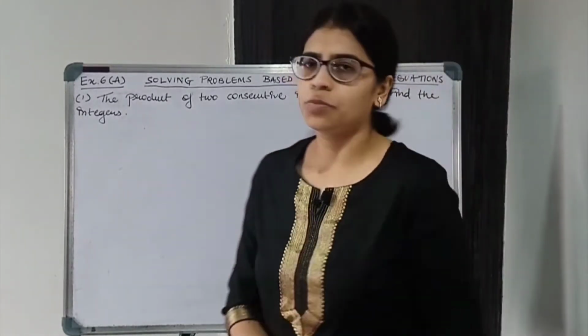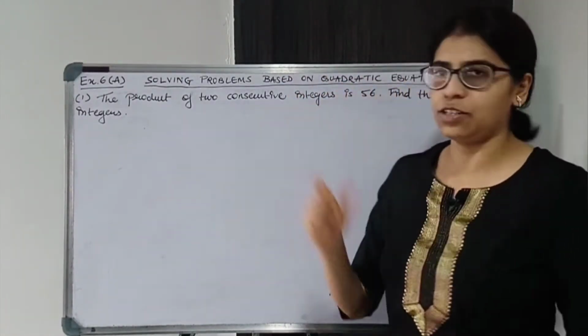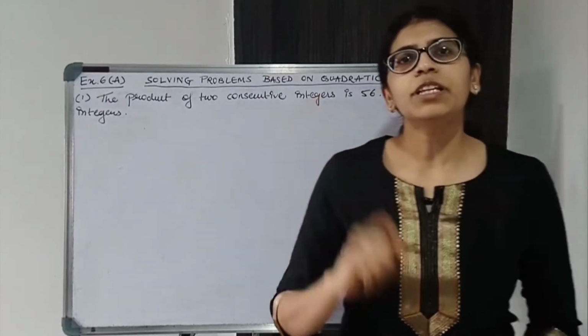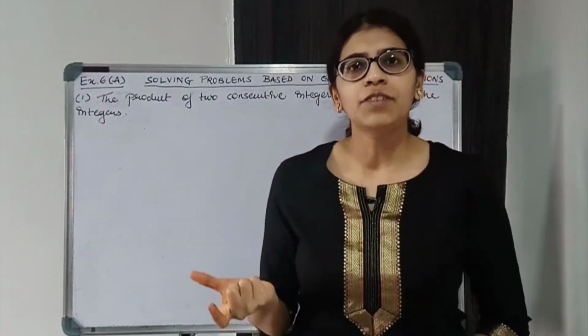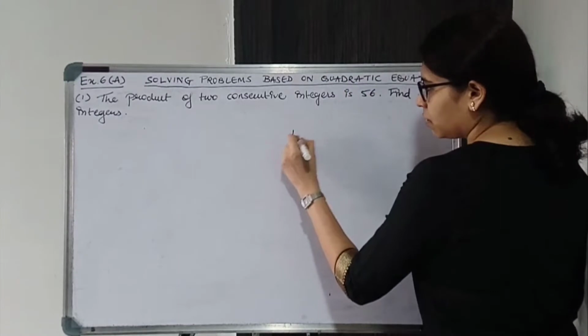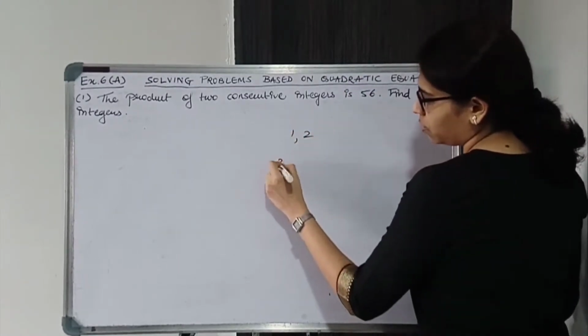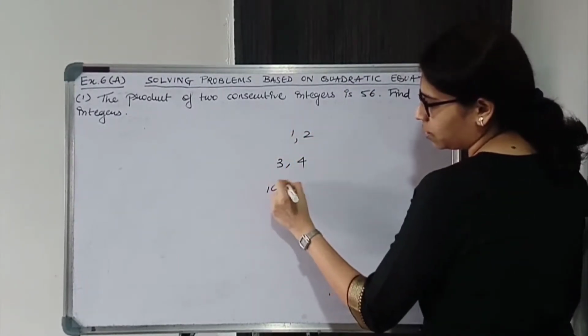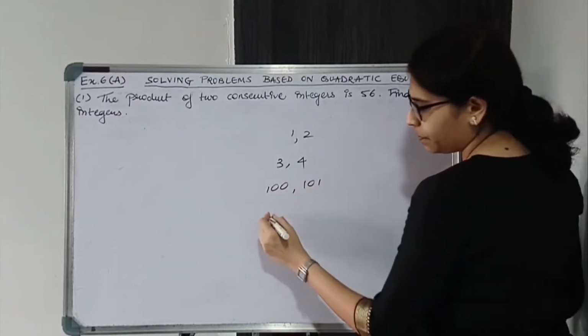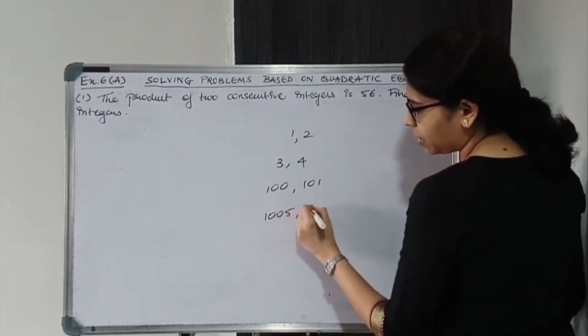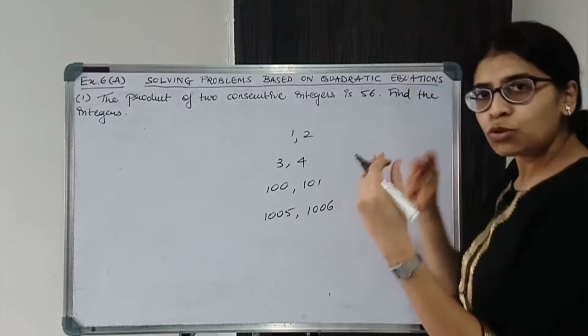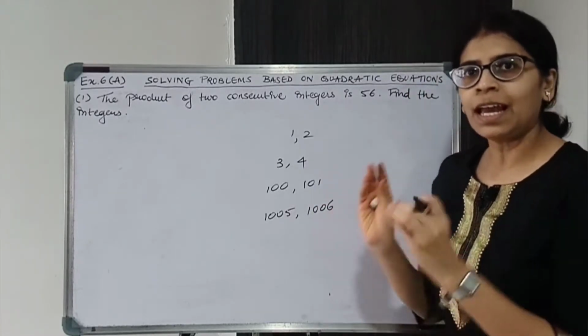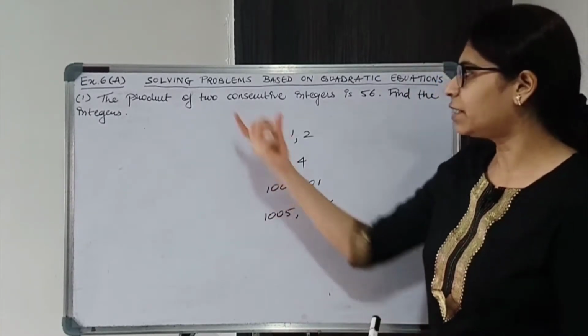Now there are two consecutive integers. Two consecutive मतलब क्या हो जाता है? Consecutive numbers means 1 and 2, 3 and 4, 100 and 101, 1005 and 1006. So two back-to-back numbers. Okay, any two back-to-back numbers are two consecutive numbers.